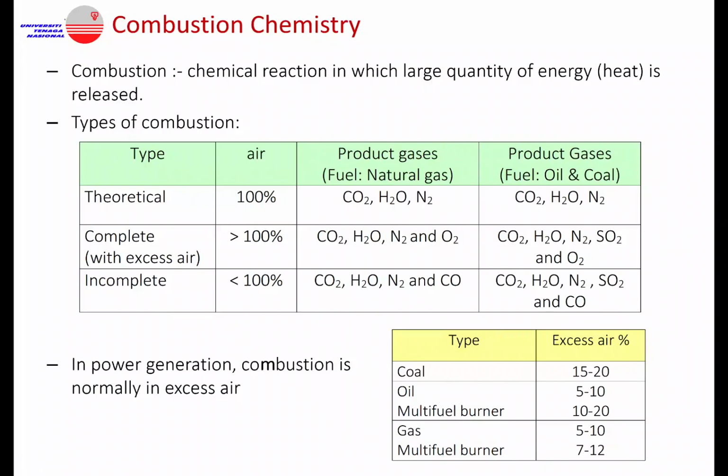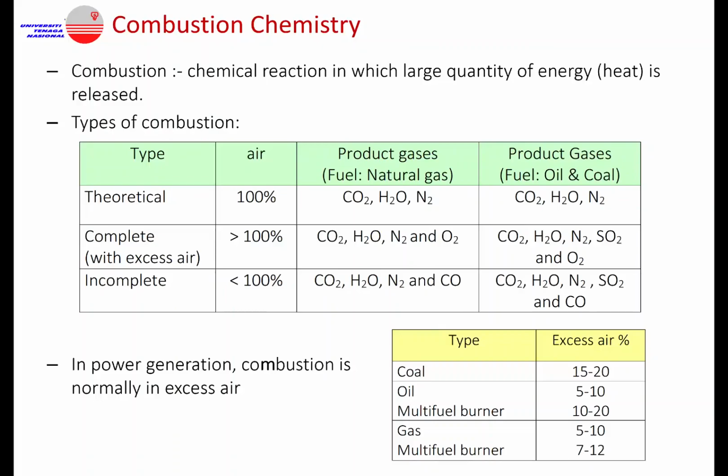So we are talking about the amount of air that we supply into the system. Theoretical combustion is when you supply just enough air for complete combustion. Okay, just enough air refer to 100% air. It means that the amount of air is just sufficient for complete combustion. So in this case, the product of combustion consists of CO2, H2O, and nitrogen.